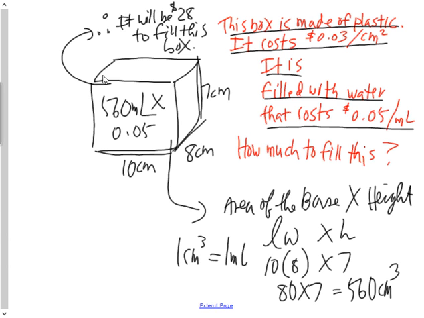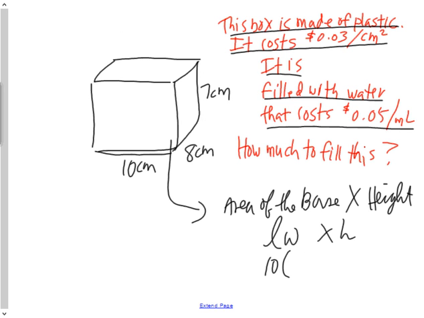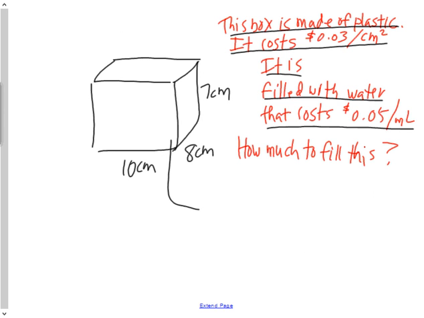Okay, and again, we'll go back in time to show you how that worked in a second. So again, this question said it is made up of plastic. Hang on one second, go back right to here. It costs 3 cents per centimeter squared. It is filled with water that costs 5 cents per milliliter. This information here was not necessary. So we had to calculate the volume of the box.